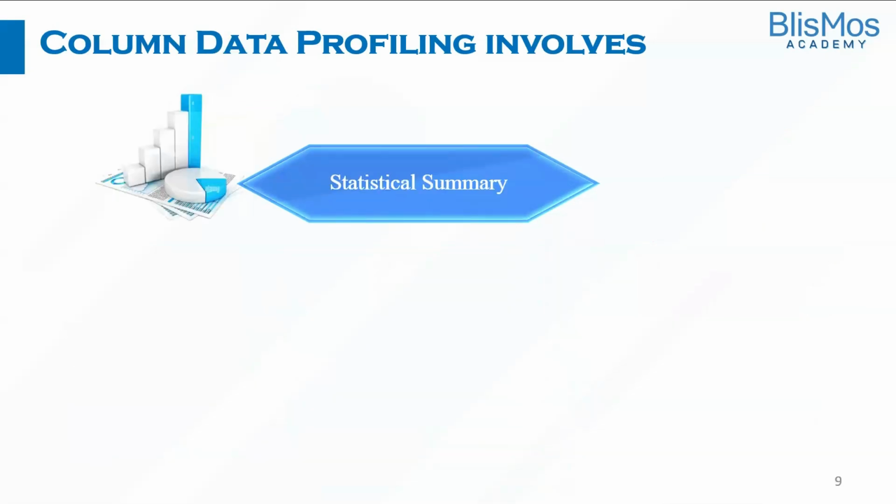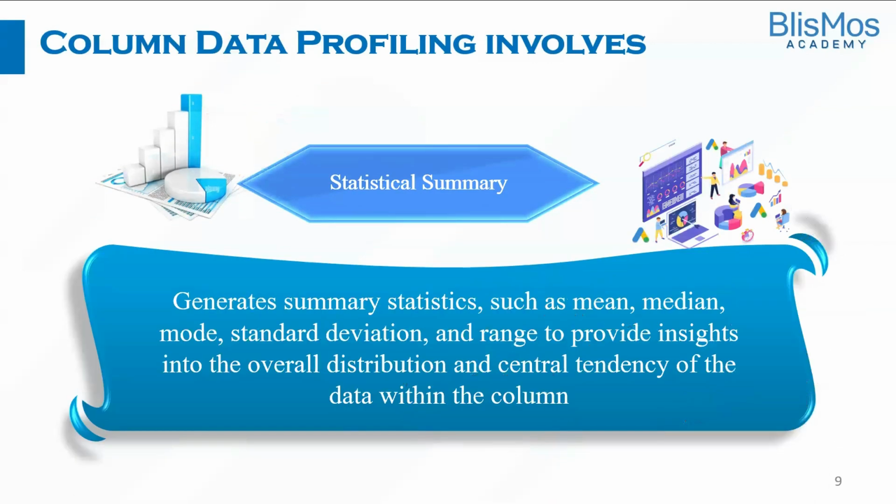The last one is statistical summary. As a part of column profiling, it generates statistics like the mean of the data, median of the data, standard deviation of the data, and range of the data. By analyzing the mean, median, mode, and standard deviation, we'll understand the overall distribution and also the central tendency of the data within that column.